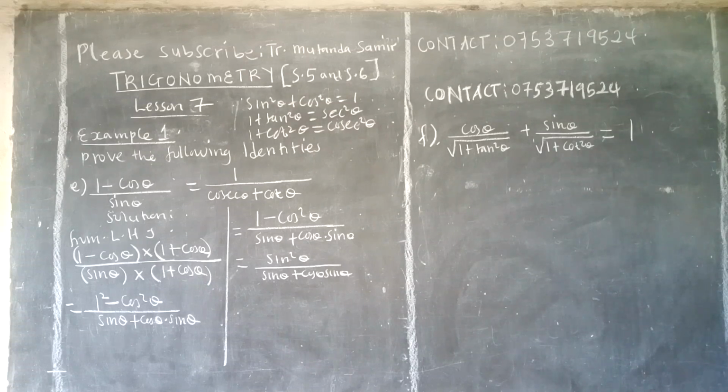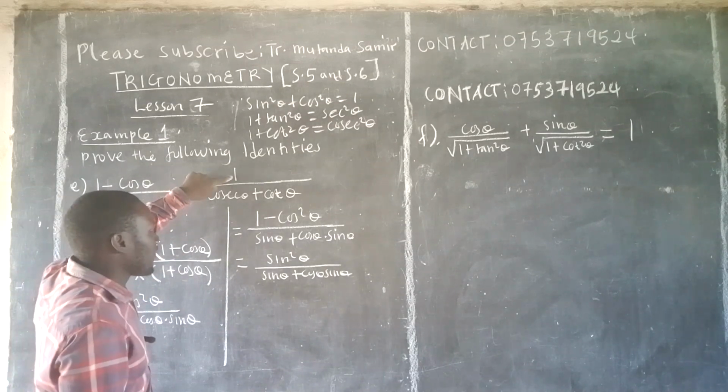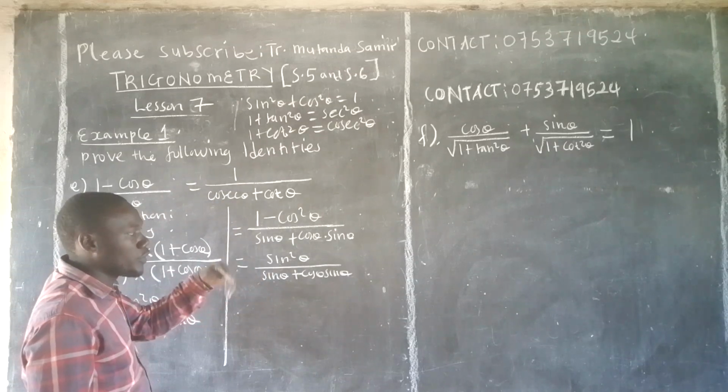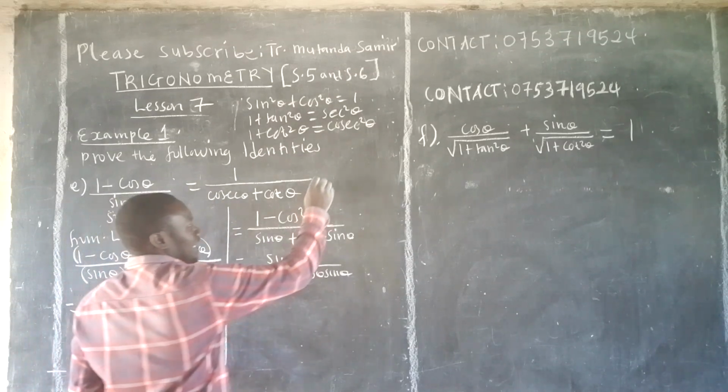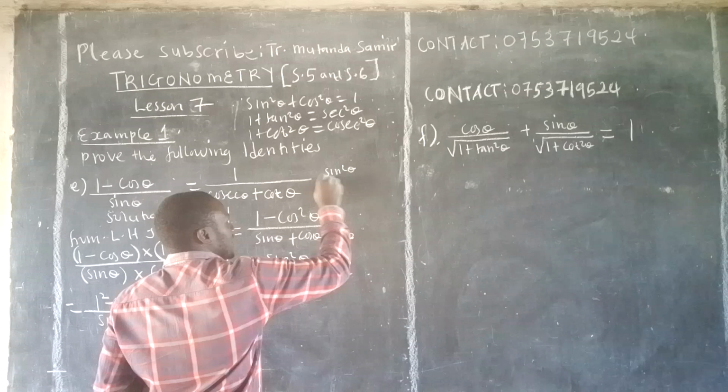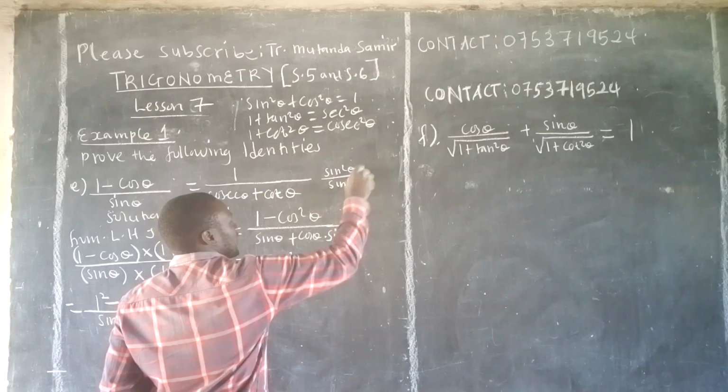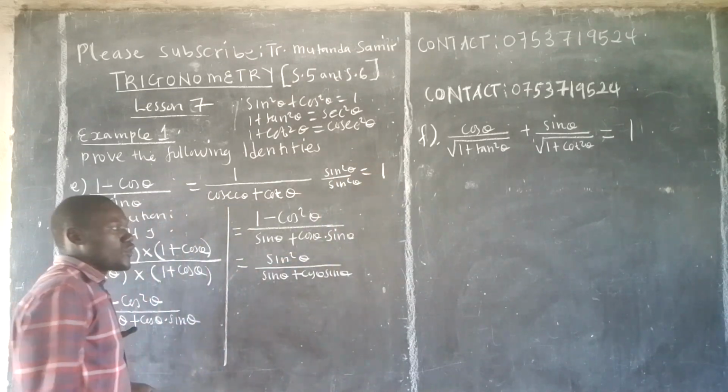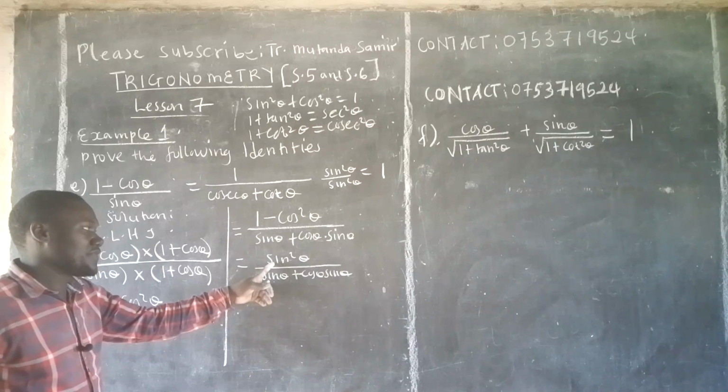Now, how are we going to get the answer? Up here, they have a 1, but here I have sine squared. What you're going to do, to remove this, you see that when you have a sine squared theta divided by a sine squared theta, you get a 1. So it means dividing all through by sine squared theta. Let's divide all through by sine squared theta.